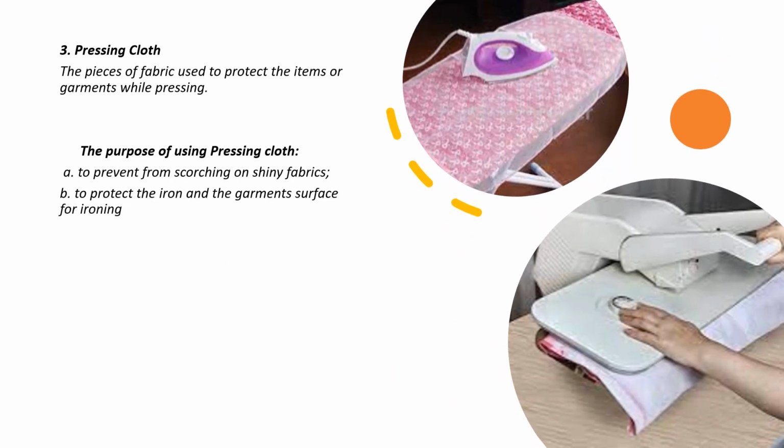Number 3, pressing cloth. The pieces of fabric used to protect the items or garment while pressing. The purpose of using the pressing cloth is to prevent scorching on shiny fabrics, to protect the iron and the garment surface from ironing.